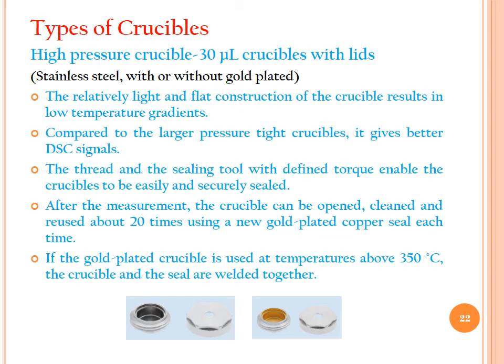The relatively light and flat construction of the crucible results in low temperature gradients. Compared to the larger pressure tight crucibles, it gives better DSC signals. The thread and the sealing tool with defined torque enable the crucible to be easily and surely sealed. After the measurement, the crucible can be opened, cleaned and reused about 20 times using a new gold plated copper seal each time. If the gold plated crucible is used at temperatures above 350 degrees, the crucible and seal are welded together.